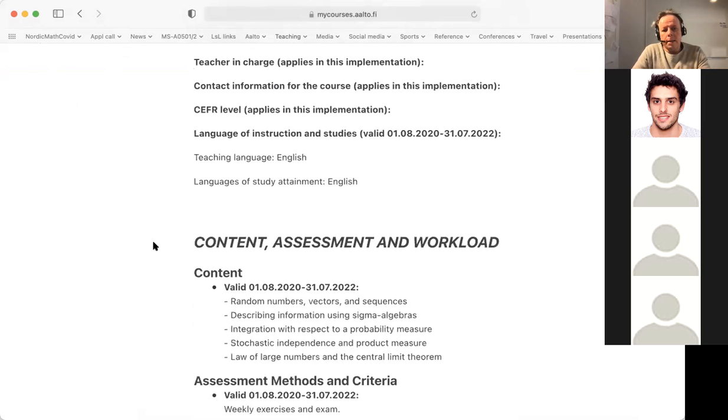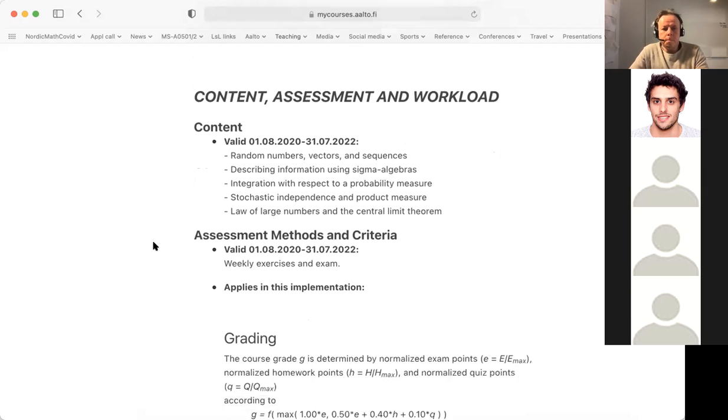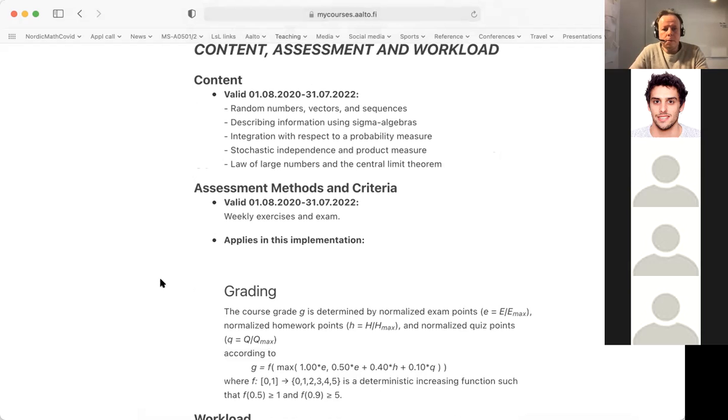Otherwise, what we are going to do live here in the lectures, we are mainly using English. You are free to use Finnish to ask questions and discuss things in Zulip, of course. But the primary language will be English. This is about contents and workloads.